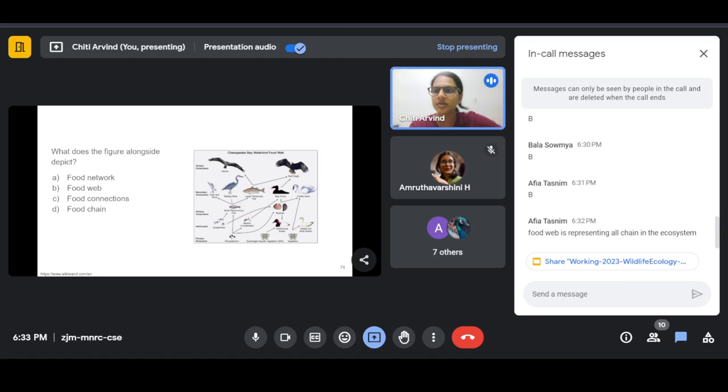So in the diagram given alongside, you can see that there are three primary producers which are right at the bottom, and then you have a number of herbivores that feed on these primary producers. And if you can see, the phytoplankton is consumed by some primary consumers directly, by herbivores directly, and then your small planktivorous fish are consumed by multiple secondary consumers, right? So it's not a linear food chain, it's a network.